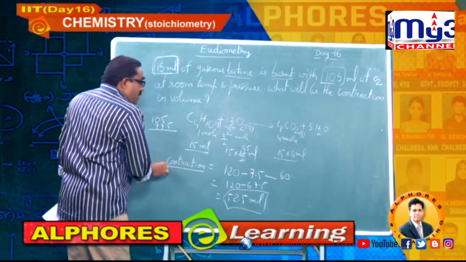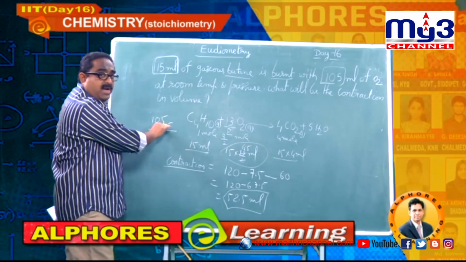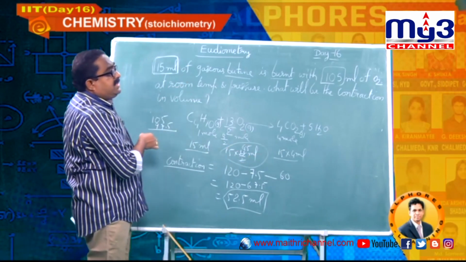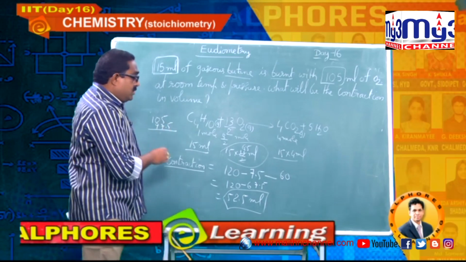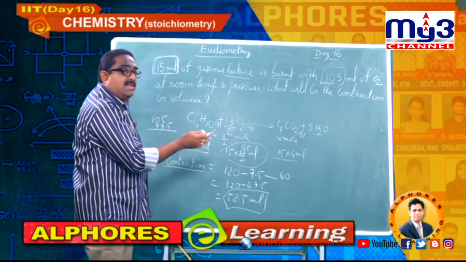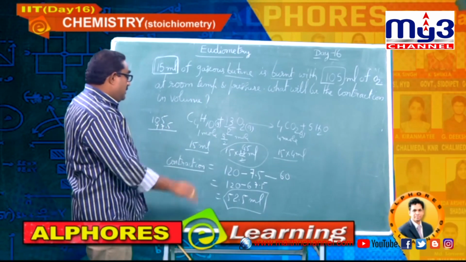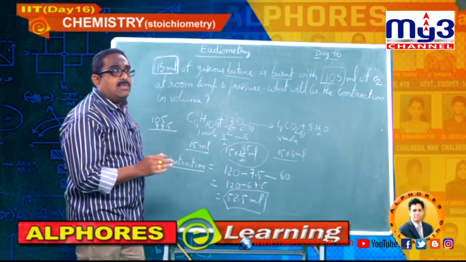Now if you observe here, this you will get only as 97.5 ml, but oxygen volume is given as 105. The remaining is 7.5 ml. So out of 120 ml, 105 ml, 7.5 is left unreacted. So finally, how do we calculate the contraction in volume?